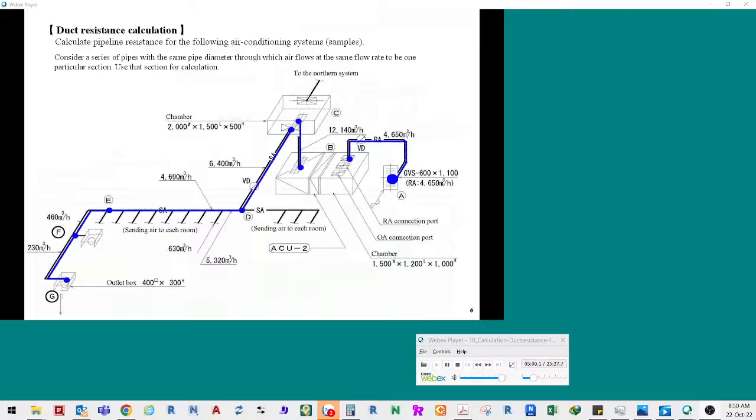Designate the starting point as A, and consider the portion from point A to the point where the airflow rate changes to be one section. Here, assume the inlet of the air conditioner to be point B. The portion from the outlet of the air conditioner to the chamber is designated as Z. The portion from the chamber to the first branched point is designated as D. The intermediate branched point is designated as E. The last branched point is designated as F. The outlet is designated as G.